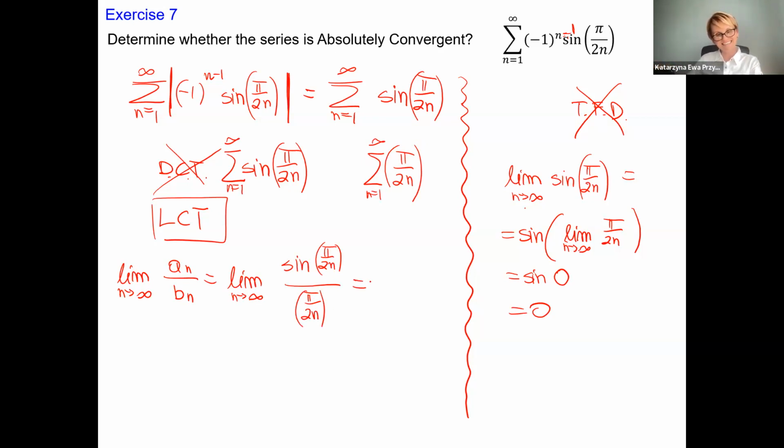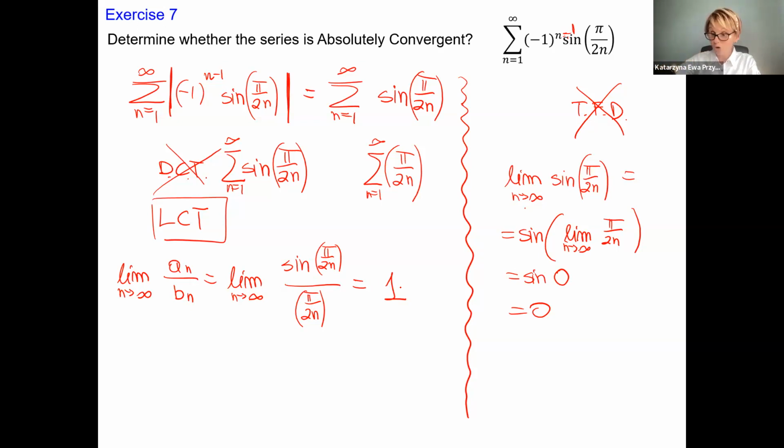What is this limit? Sine of pi over 2n over pi over 2n. If n is infinity, pi over infinity is 0. That's when we do have a case, sine of 0 over 0, and it's identical 0. Sine of 0 over 0, the identical 0, it is 1.